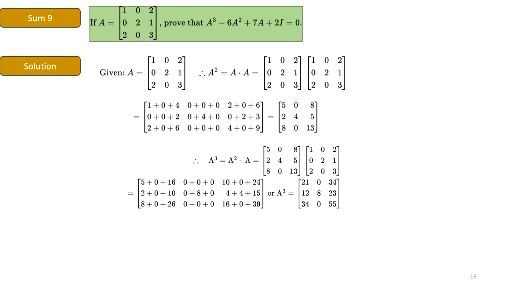Before computing the LHS in our problem statement, we will first convert the I, that is the identity matrix, given in the LHS into a 3 by 3 matrix to ensure compatibility with the order of the other matrices.